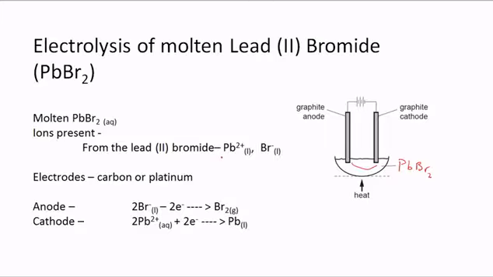Now the ions present in lead-2 bromide are Pb2+ and Br-. At the anode, we expect the negative ions, in this case the Br-, to move towards the anode, and the half equation for this reaction is 2Br- minus 2 electrons produces Br2. At the cathode, we expect the cations to move towards it. In this case, we are talking about the Pb2+. So the half equation is Pb2+ plus 2 electrons producing Pb. So therefore lead is being deposited at the cathode and bromine vapor is seen at the anode.